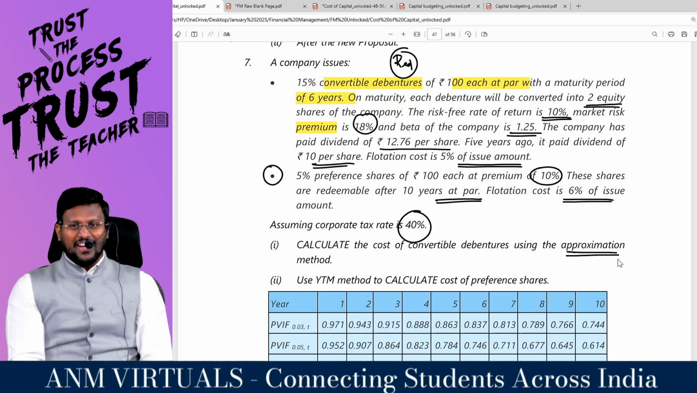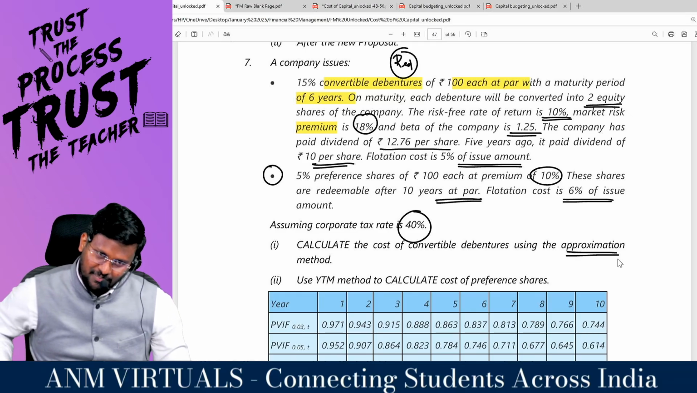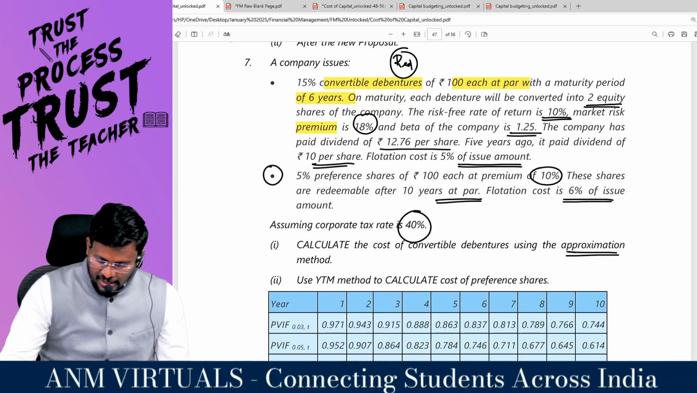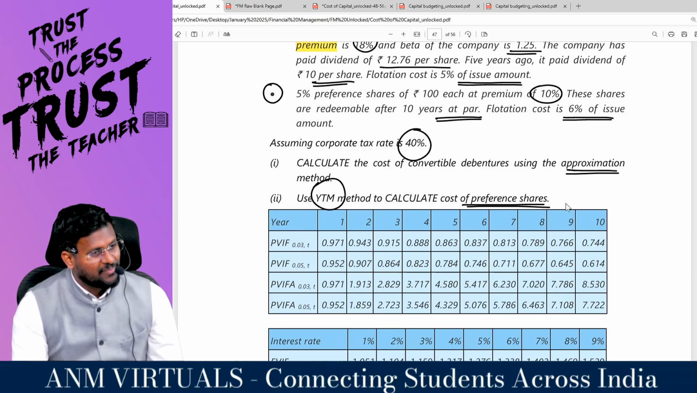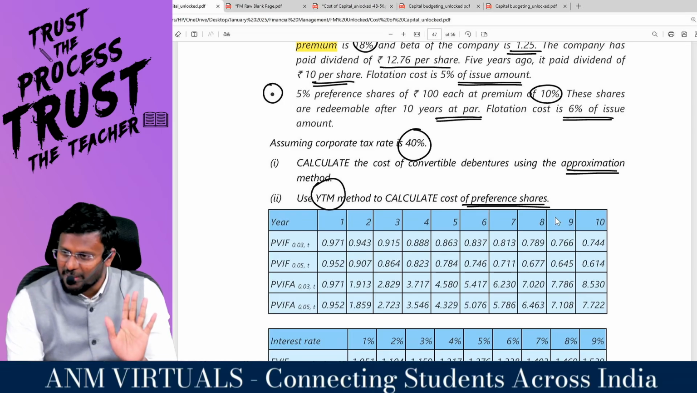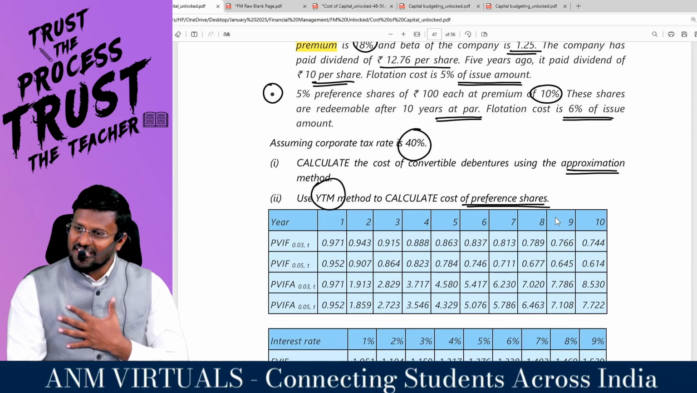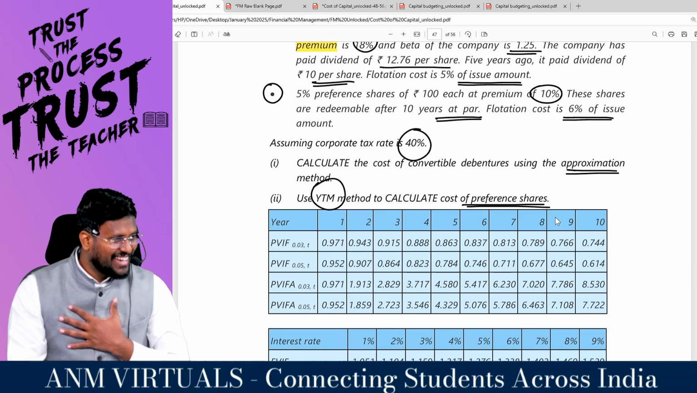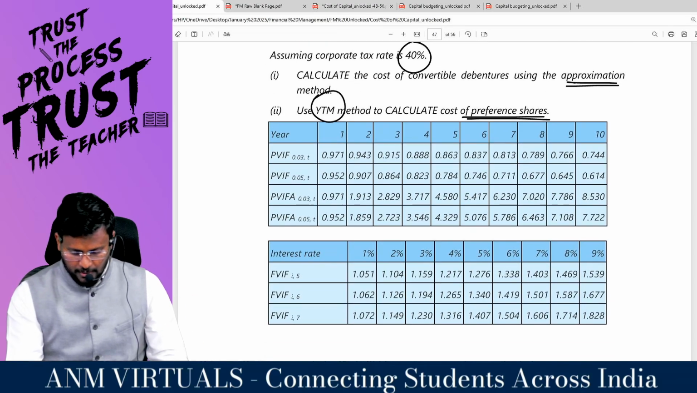KD is equal to I into (1 minus C) plus (RV minus NP) divided by N, whole divided by (RV plus NP) divided by 2, into 100. Use YTM to calculate cost of preference shares. That means sometimes you are very strong in the approximation method, that's why they ask the second part with YTM. Sometimes you love YTM. That means they are testing both in this question.